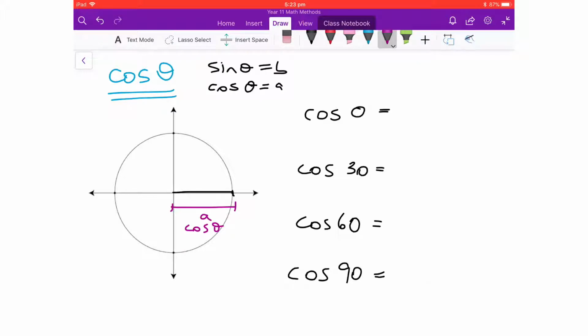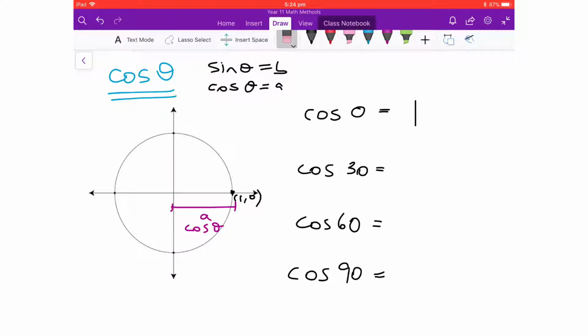Okay, so let's do it. For cosine 0, based on that triangle, not really a triangle, but based on the line that we've got at the moment, what is our distance from the origin to the point that we've got? This is actually also known as (1, 0). So that means our cosine 0 is equal to 1. So that's a fun one. Let's go to our next one.